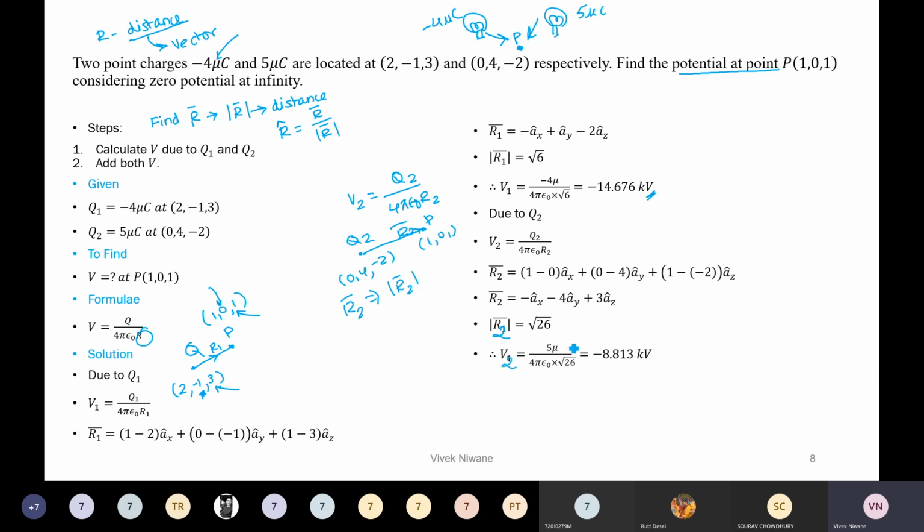So V2 is equal to 5 micro upon 4 pi epsilon 0 under root 26, and we have plus 8.813 kilovolt. The total voltage at point P is V1 plus V2, and we get the final answer: minus 5.863 kilovolt. So tiny charges, 4 microcoulomb and 5 microcoulomb, produce this much voltage. And why is this true? Because of the distances between the observation point and the sources.